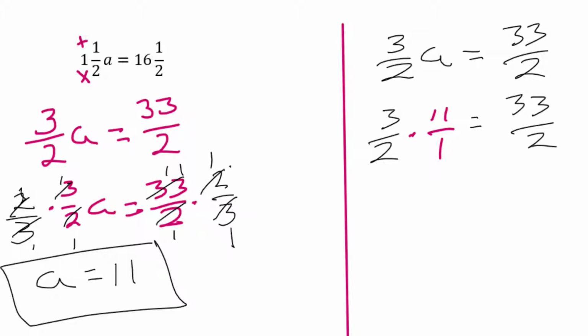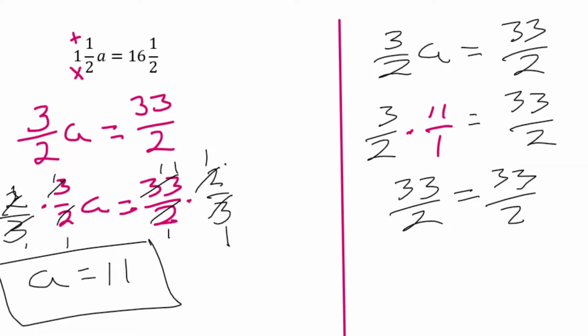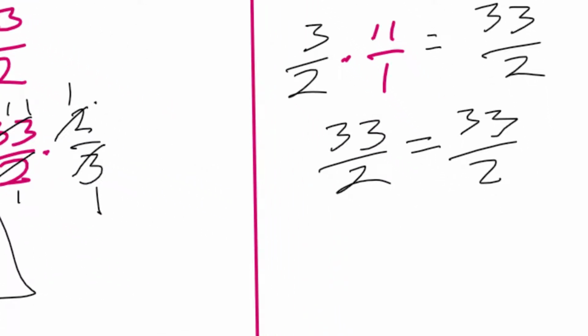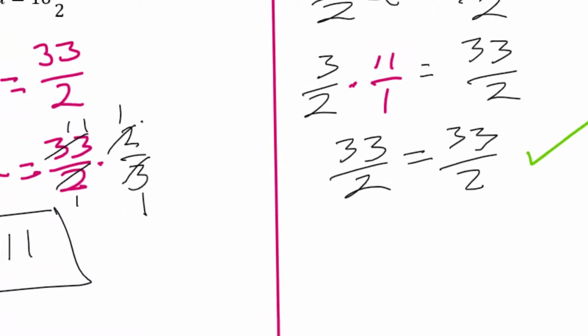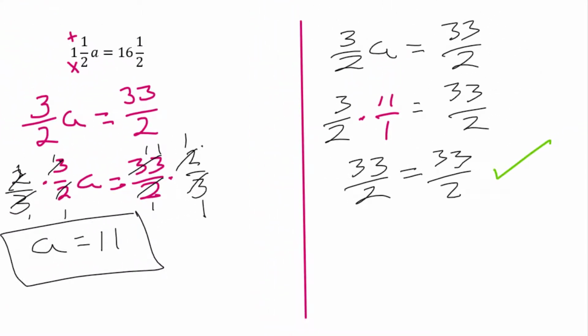All right. Anything I can simplify in here? No, I can't. So I'm just going to go ahead and proceed to multiply straight across. 3 times 11, 33. 2 times 1 is 2. Equals whatever's on this side, 33 over 2. Is that true that 33 over 2 is equal to 33 over 2? Of course it is. So therefore I know that the value of 11 for a is correct in this equation. All right, great. Let's try one more.